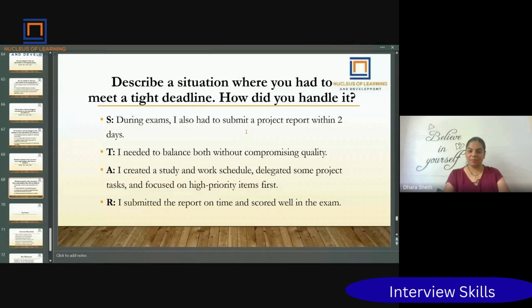Sometimes emergency submissions come up. I needed to balance both without compromising quality. I created a study and work schedule, dedicated some project tasks, and focused on high priority items first. I submitted the report on time and scored well in the exam.